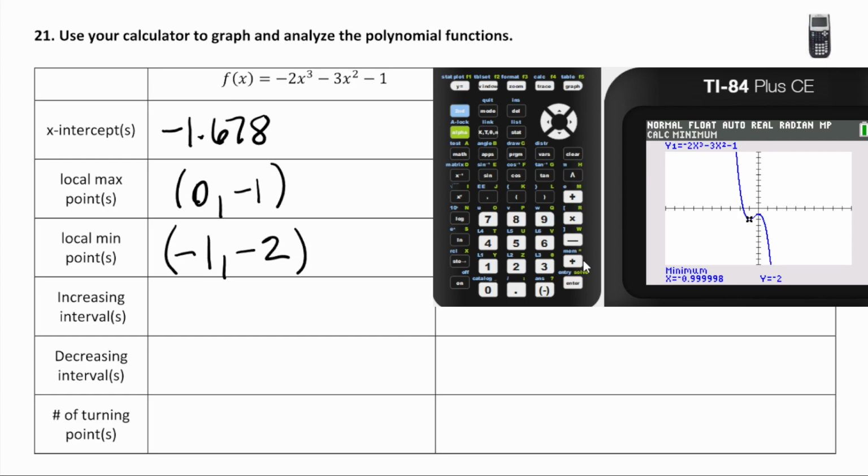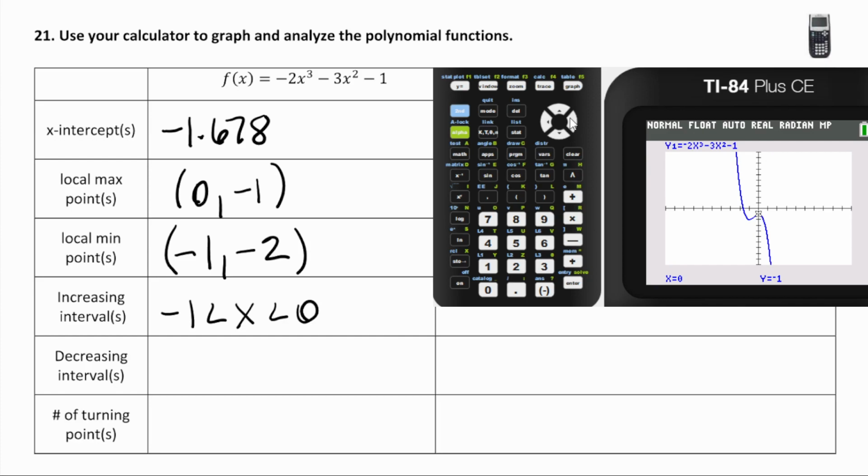Intervals of increase. Okay, it's going to be increasing right there, as I move left to right. I can do that by just tracing on the graph, scrolling to the right, and the cursor is going up. That means the function is increasing, and that's from x equals negative 1 to x equals 0.